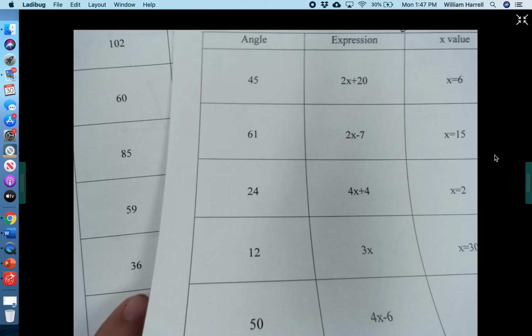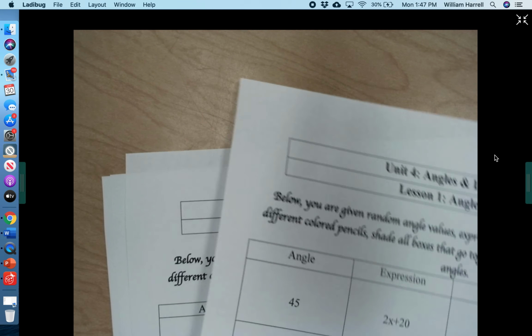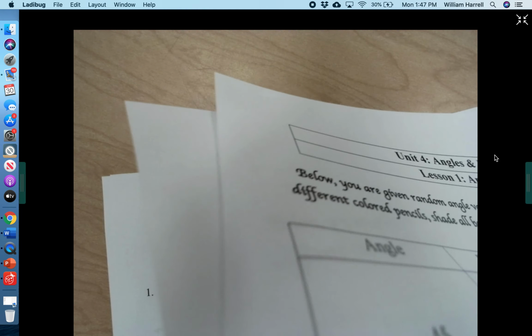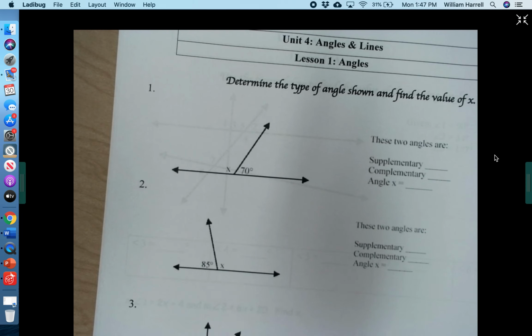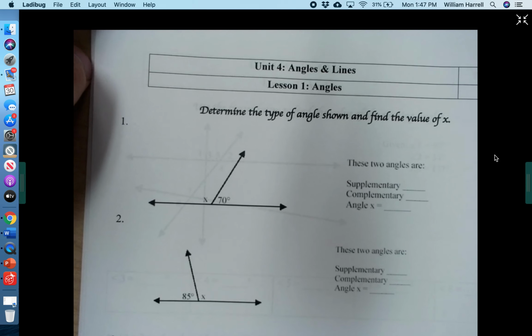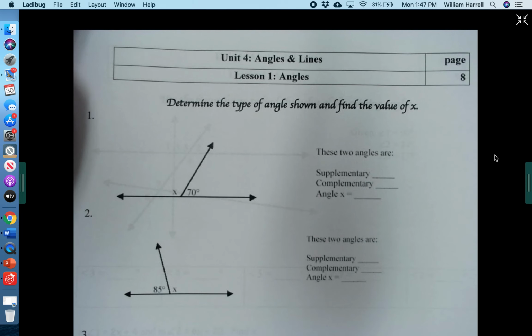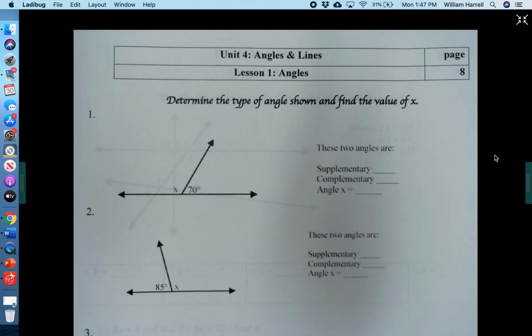Page 6, page 7, way too confusing. All right. So what I want us to do is do page 8. Again, I'm going to do 1, then I'll let y'all do 2 and 3 on your own. Again, if you have questions, email me. So, determine the type of angle shown, and then find the value of the missing angle. Okay, so that's kind of our flow map.